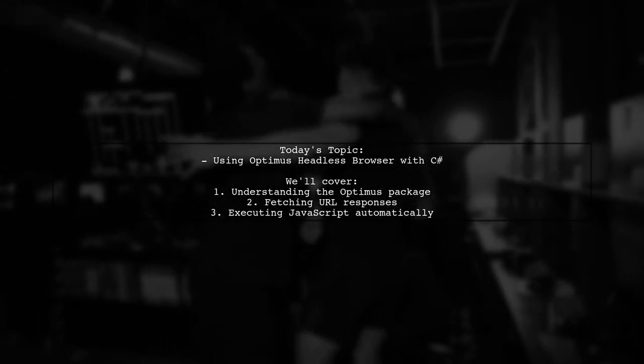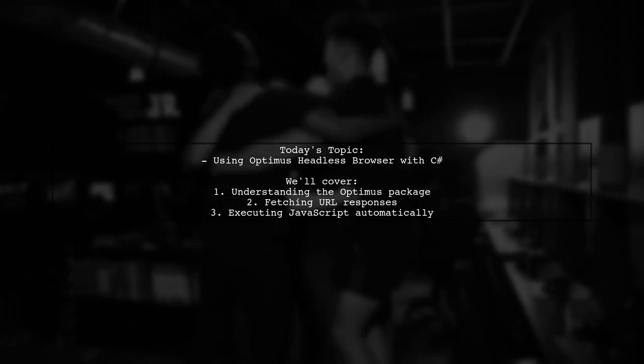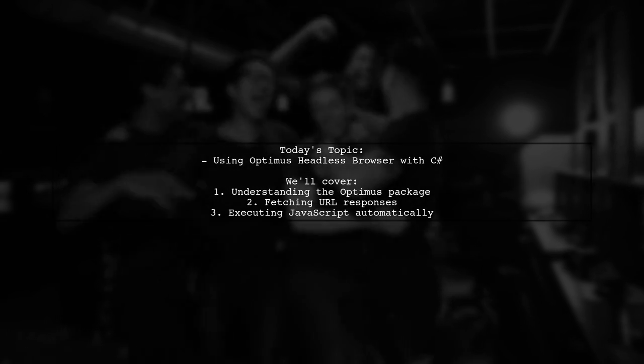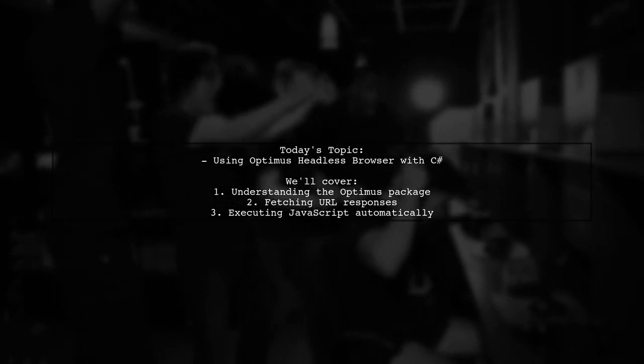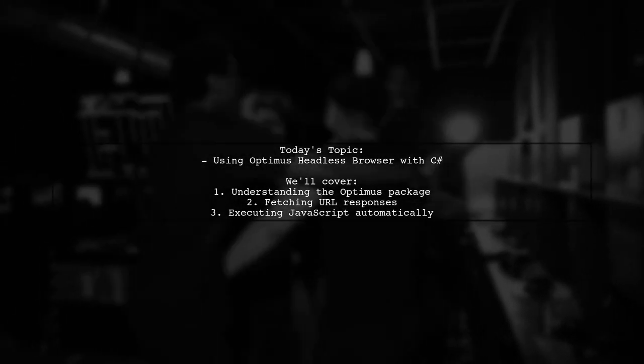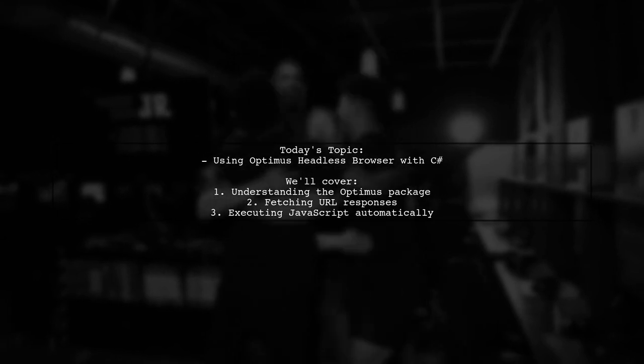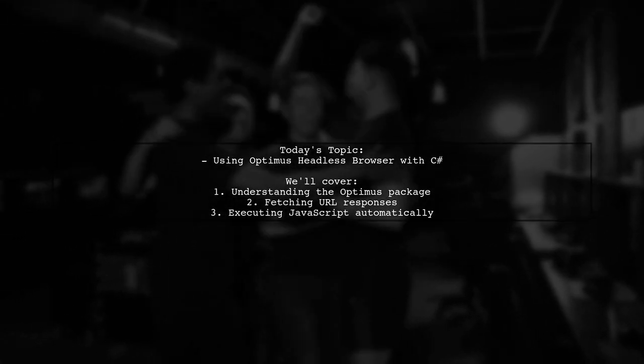Today, we're diving into a fascinating topic that many developers encounter. Our viewer asks, how can I use the Optimus Headless Browser NuGet package with C# to get responses from a URL while ensuring that JavaScript on the page executes automatically, similar to Phantom.js?